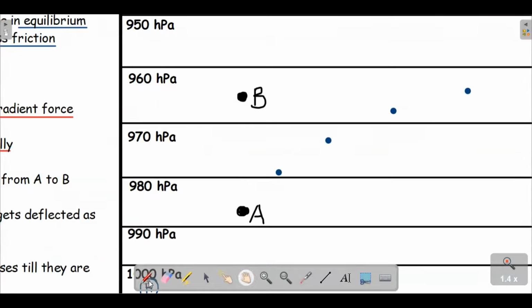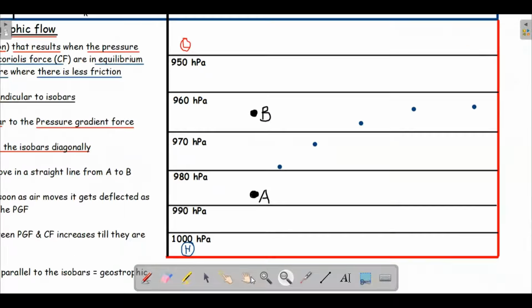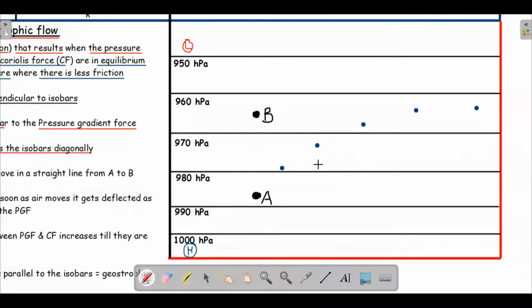So what do we expect? Is air going to move from B to A or from A to B? It's indeed going to move from A to B, and it will be caused by the pressure gradient force. Remember, the pressure gradient force is what is perpendicular to isobars. If there was no Coriolis force, it was going to move straight from A to B, from the highest pressure to the lowest pressure, being pushed by the pressure gradient force.